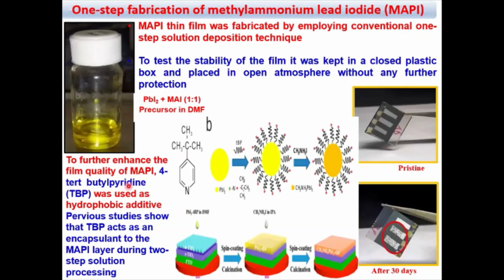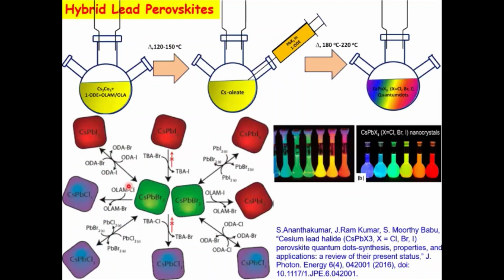For further device development, we have also prepared cesium based perovskites. This is again done in a 3-neck flask. The precursor we have taken is cesium carbonate with different surfactants. I will try to come to the next slide on how one can play with the different surfactants as well as the preparation of different halides.